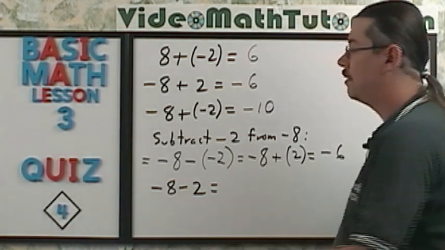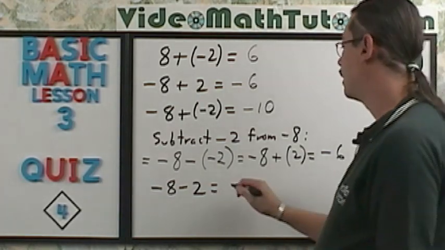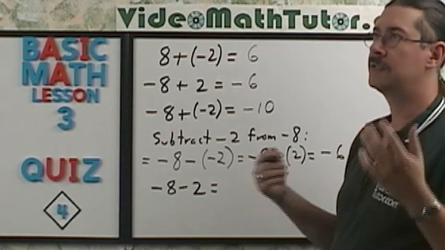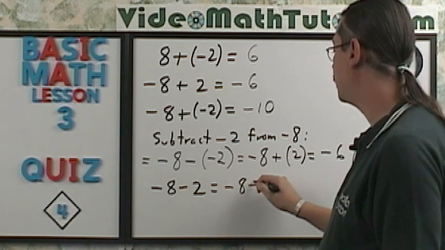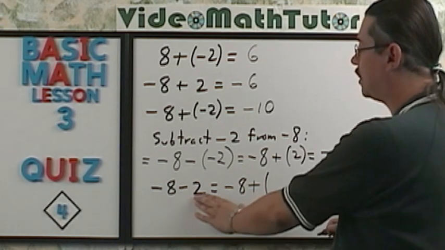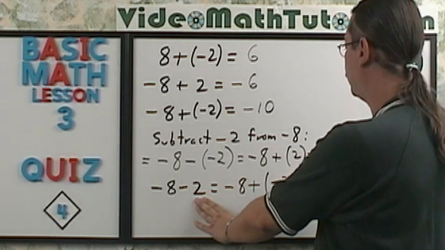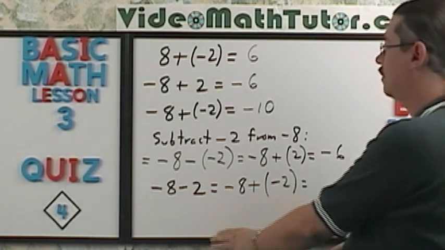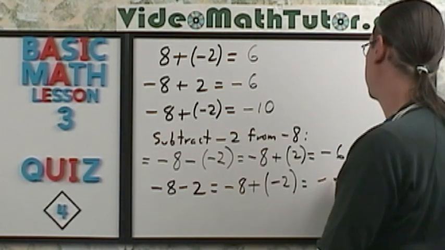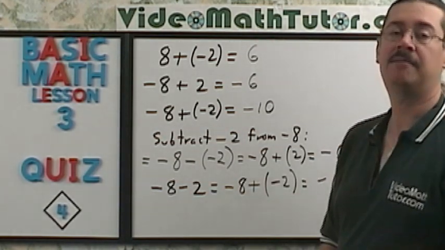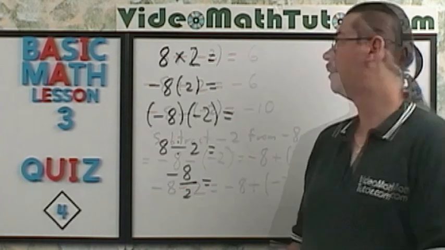And this one over here, negative 8 minus 2, again, if you just think about it right away, it's just going to be negative 10. But officially, you change your subtraction into an addition. The opposite of 2 is negative 2. So this is exactly like this problem over here. So the answer is negative 10. Let's continue with some more.